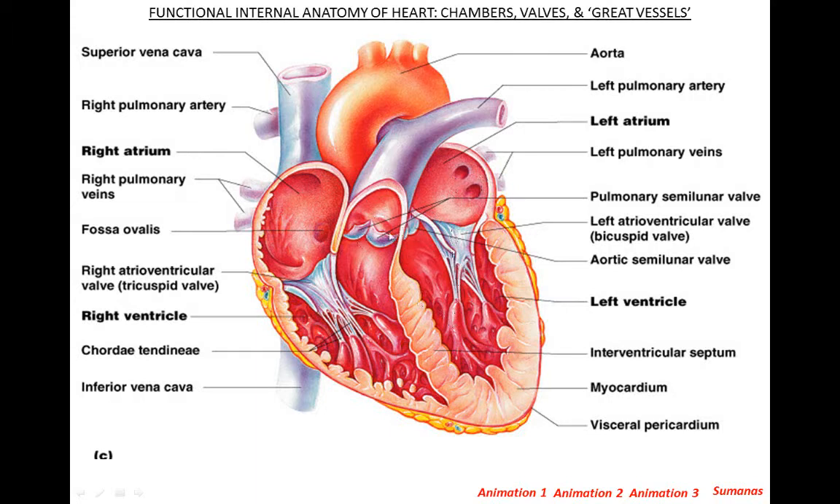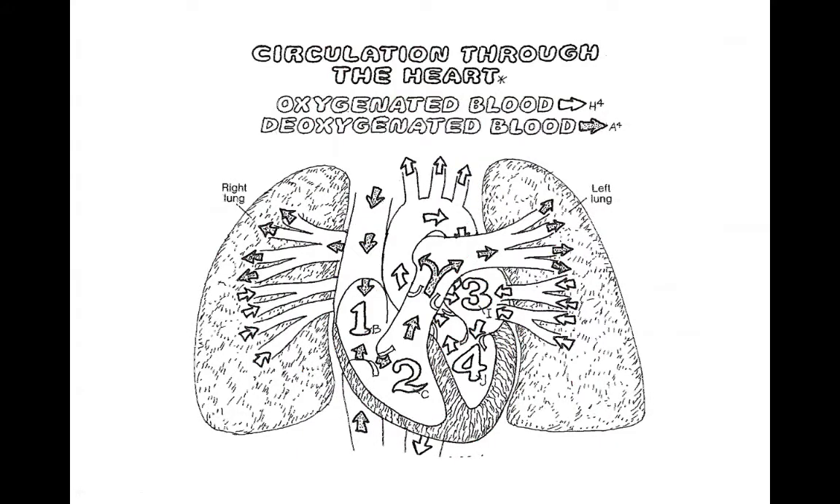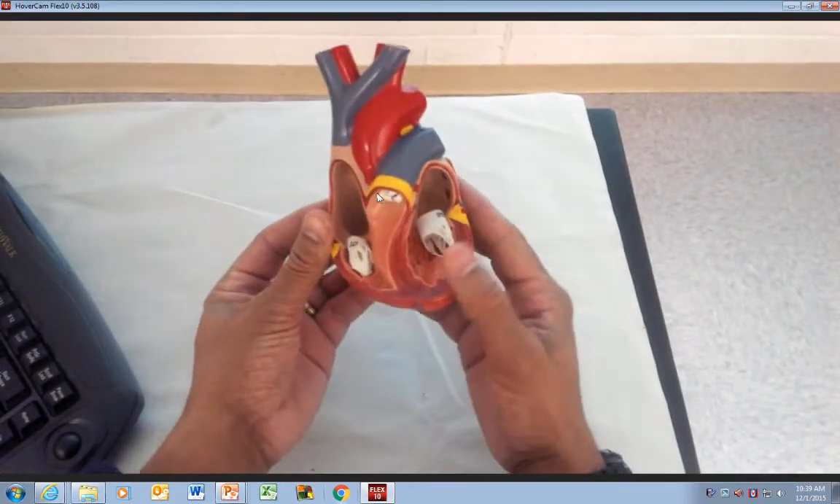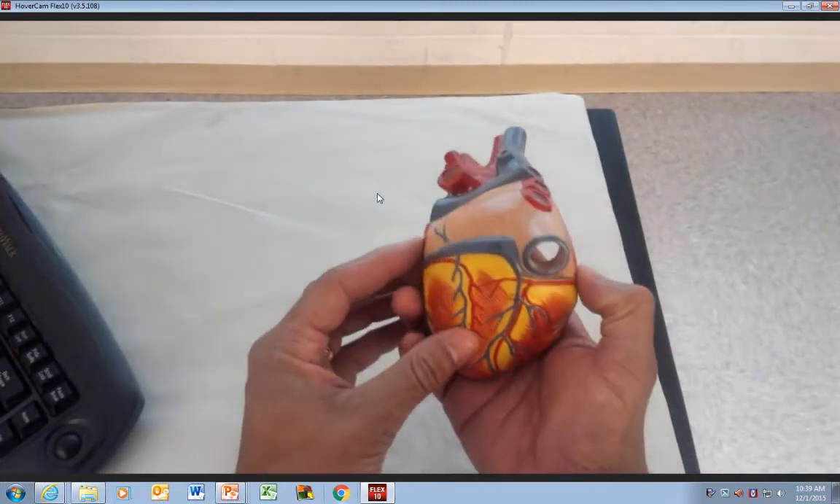This valve and this valve are two different types of valves. This valve, the atrioventricular valve, separates the atrium from the ventricle. The semilunar is a valve that allows things to leave the ventricle. So I think with the models, I want to go back and forth between this one and the model. So let's first talk about what's going on in this chamber here. Let's flip it over. Let's get an idea.